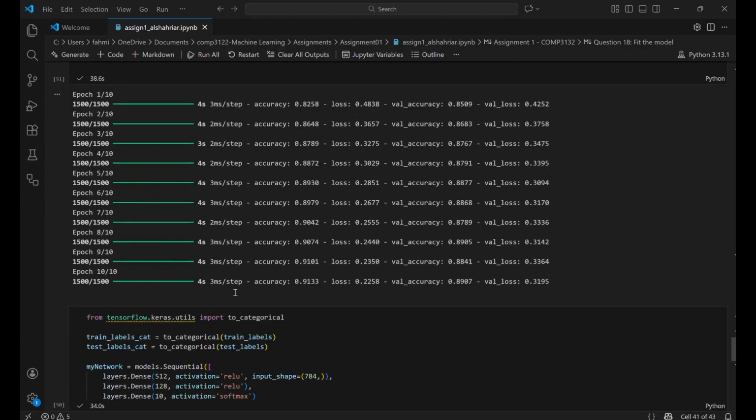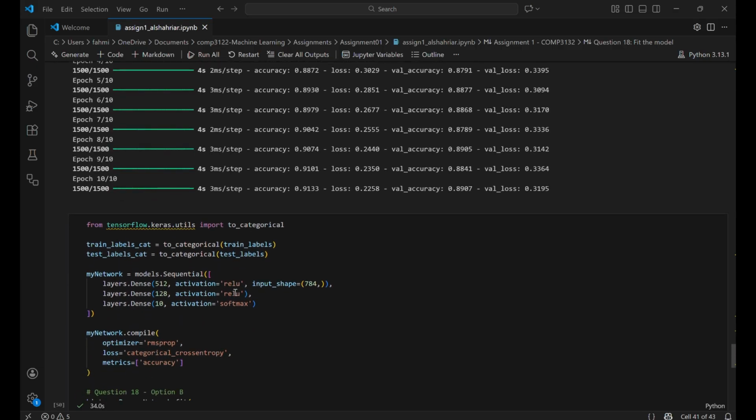And for question 19, Fashion MNIST is more challenging than the original MNIST dataset that we learned in class. MNIST contains handwritten digits, which have simple and clearly distinguishable shapes. In contrast, Fashion MNIST contains clothing items that often look very similar to each other, such as shirts and t-shirts or sneakers and ankle boots. Because of this increased visual similarity and complexity, Fashion MNIST usually results in lower accuracy compared to MNIST when using the same type of neural network.